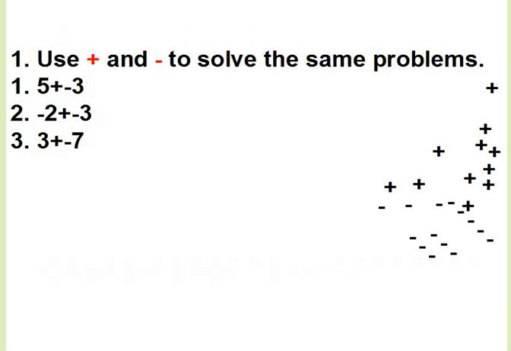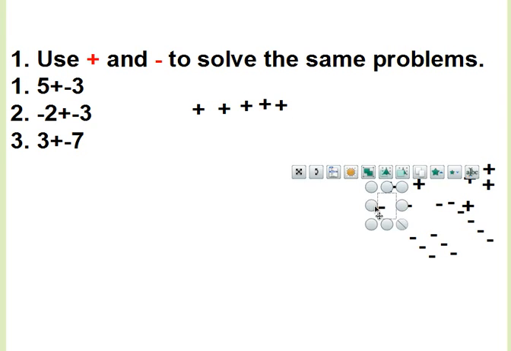Time to move on. The next strategy we're going to use for solving integer problems is plus and minus tiles. The way that we use this is look at our number. Number 1 says positive 5 plus negative 3. Positive 5 means I have 5 positives. There's 1, 2, 3, 4, 5 positives. 3 negatives.